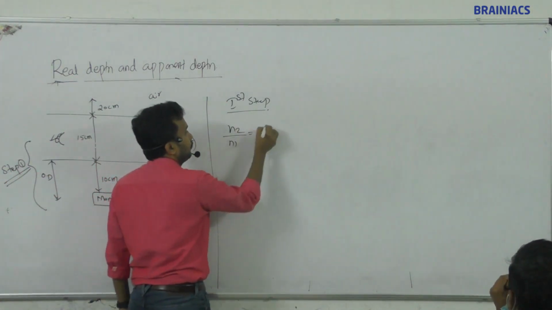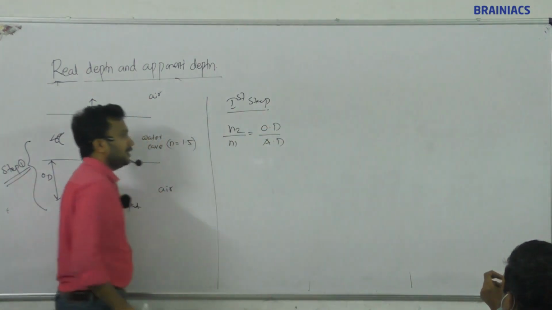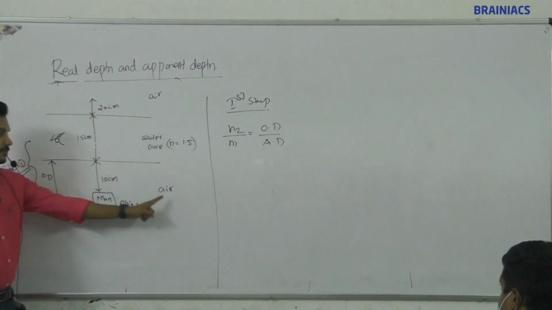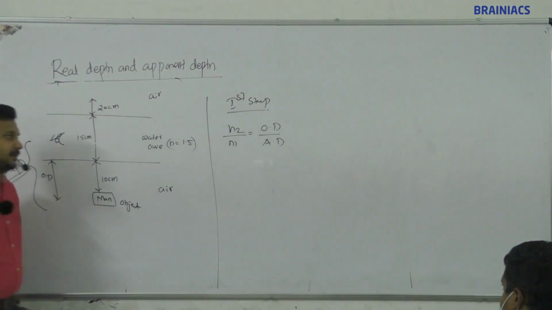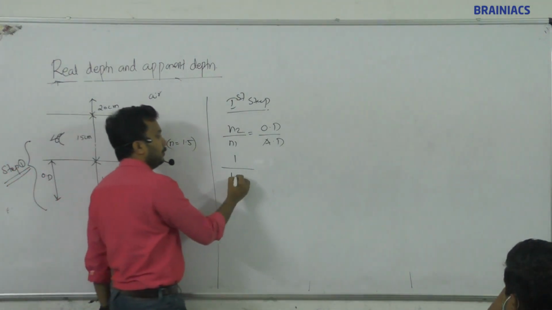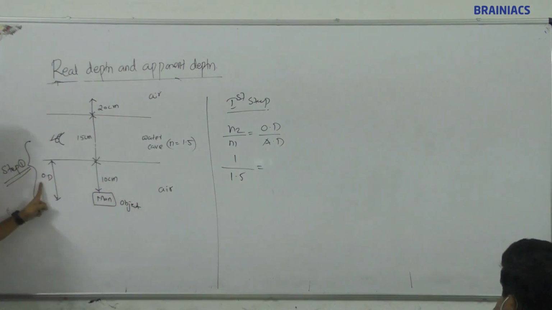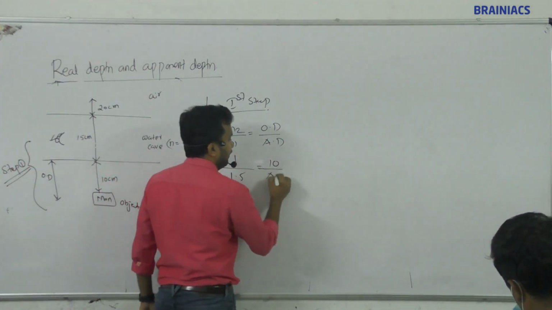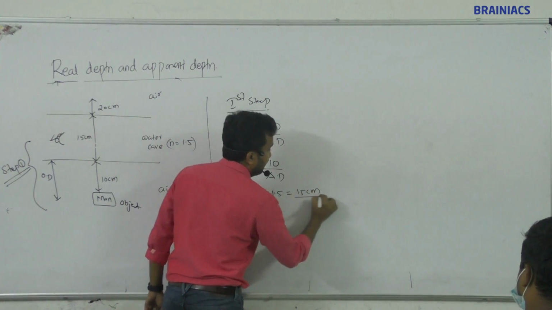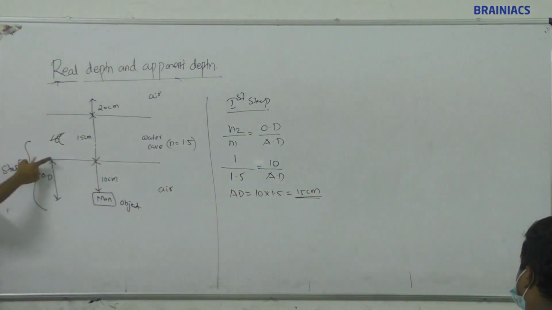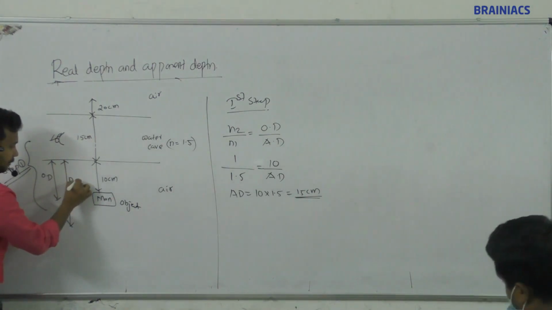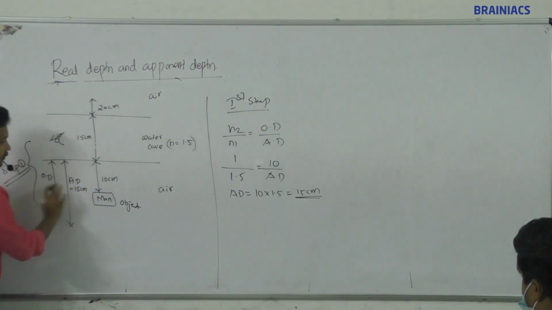N2 divided by N1 equals original depth divided by apparent depth. N2 is the medium where the object is placed. What is the refractive index? Air, 1. Divided by N1, where you are coming from, 1.5. Original depth 10, so 10 divided by 1.5 gives 15 centimeter from the surface. So now the original depth is this one, and the apparent depth is 15 centimeter. So you got the apparent depth.